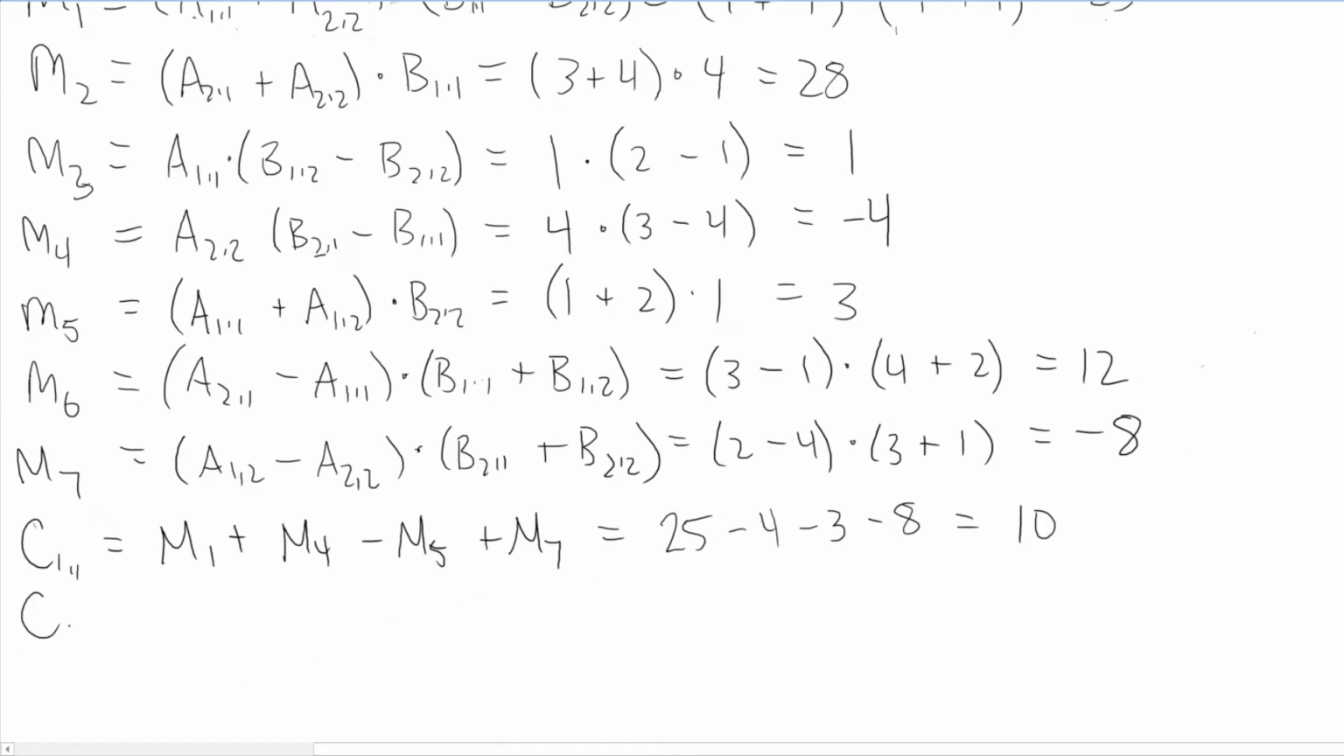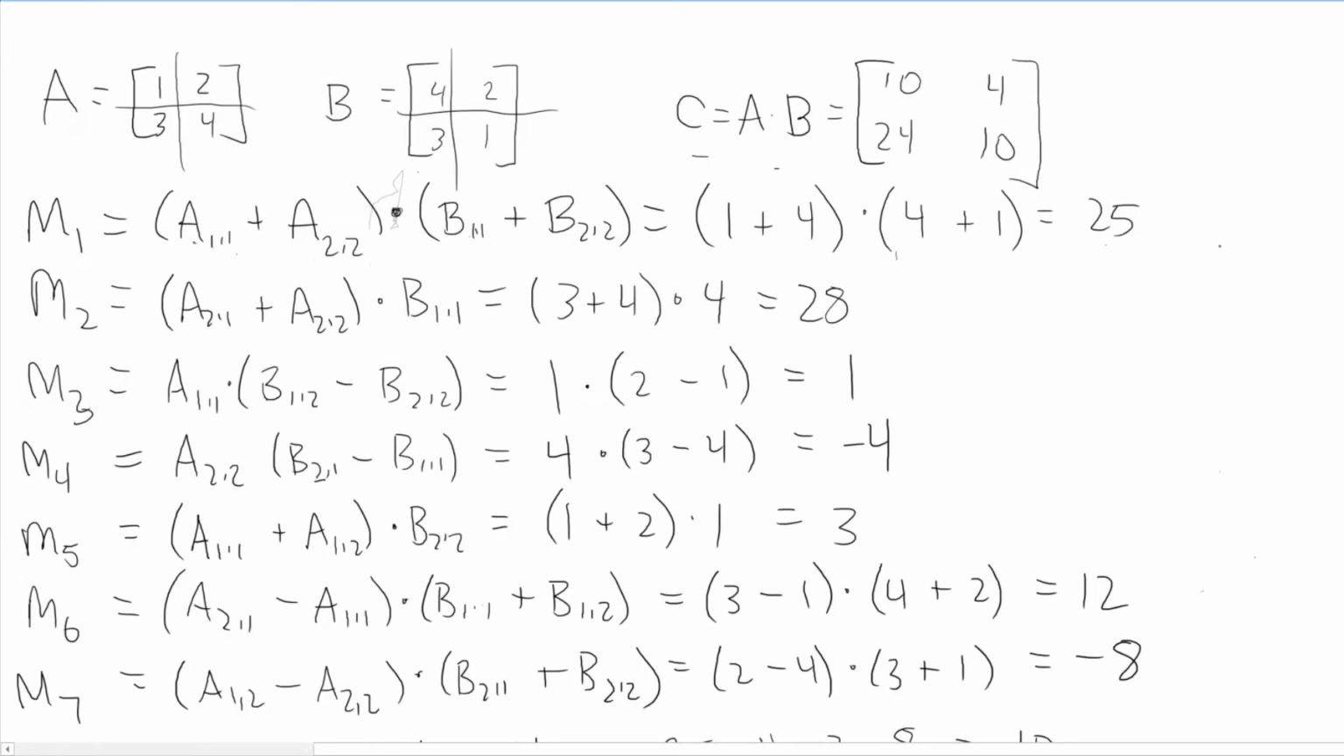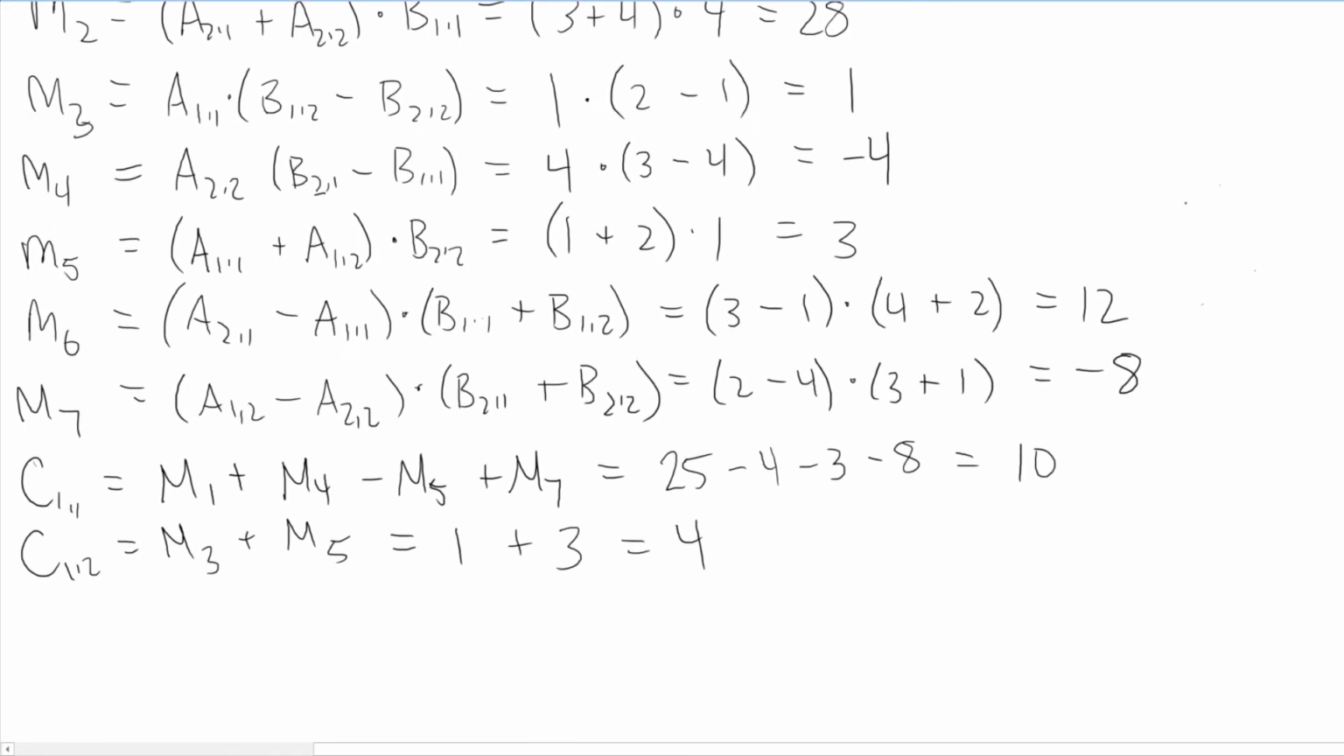Now let's try the next one, C12. C12 is easier to calculate. It's M3, which is 1, plus M5, which was 3. That gives us 4. Sure enough, C12 is 4. Okay, still so far so good. Remember, Strassen's algorithm is correct, so we should trust it. But we may have messed up some of our arithmetic along the way, so we're really just double checking our math.